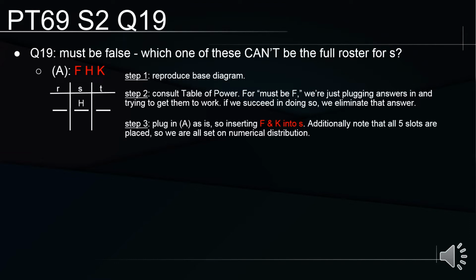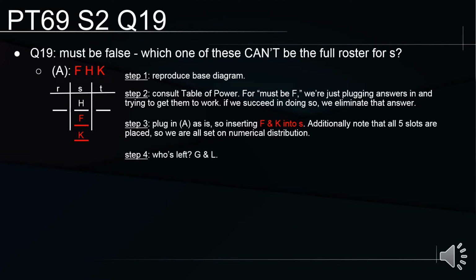So I'm going to start by inserting F and K into team S because that's what it would do vis-a-vis our question stem. Our question stem is asking which one of these answer choices could represent the entire roster for team S, and so to do that with answer choice A, hypothetically we would throw F and K into S. Additionally, note that all 5 slots are placed after we do this, so we are all set on the numerical distribution of paralegals to teams. So it would look like this. We would literally put F in there and K in there, and as I was mentioning, now we have 1 person in R, 3 people in S, and 1 person in T because there's only 5 paralegals to begin with. Step 4 is to think about now who is left.